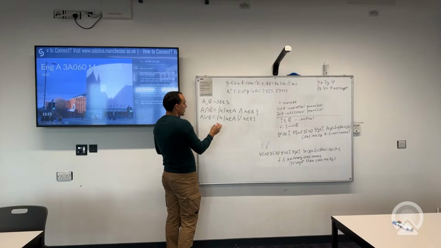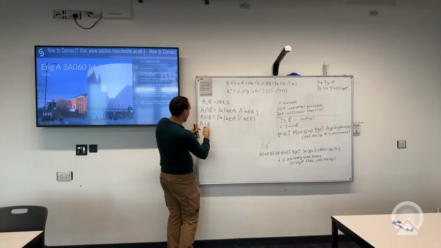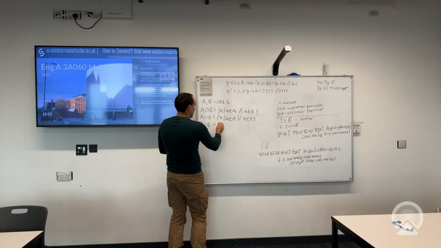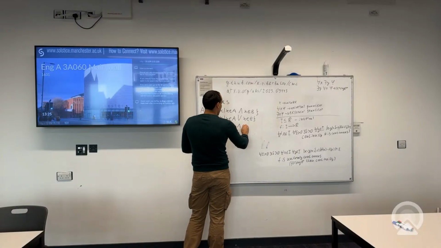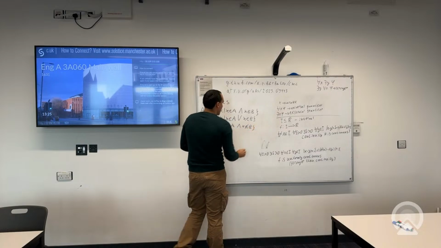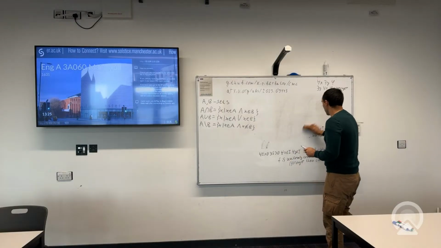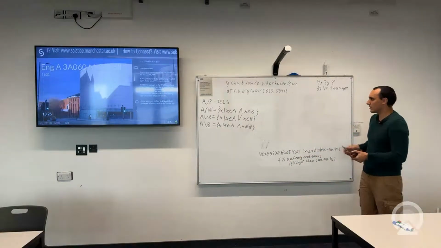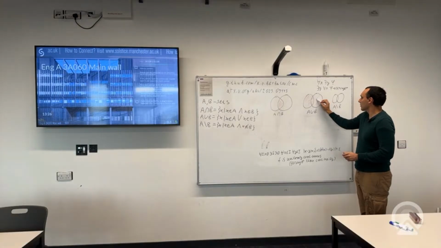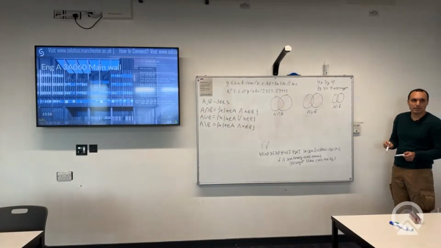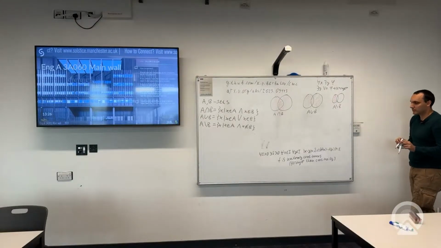Then the set difference. These are the elements that belong to A but don't belong to B. These are usually shown in diagrams, and the difference is this one here.